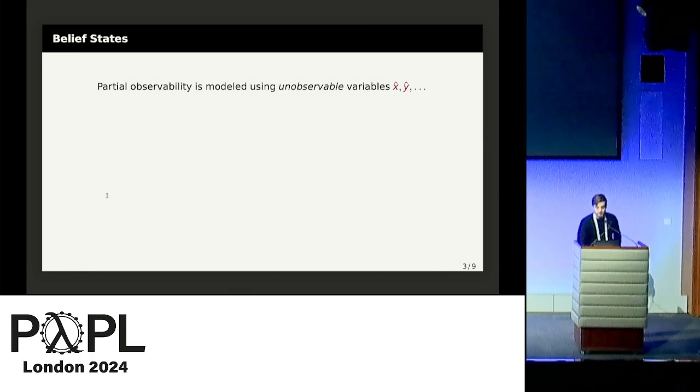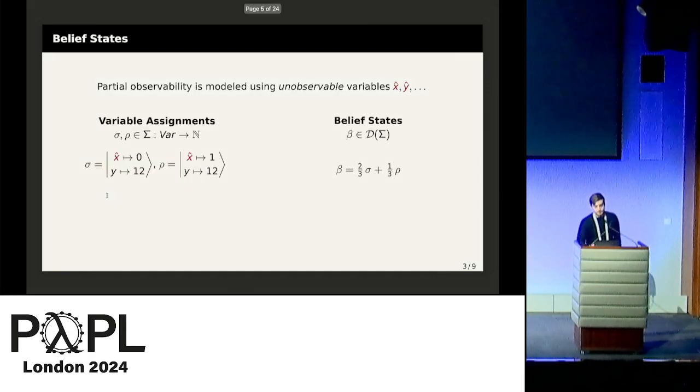This means that the program has to distinguish its program state between variable assignments and belief states. Variable assignments, I assume everybody's familiar with, they just assign values to variables, and notably, they also assign values to the unobservable variables. If you want to keep track of partial observability, then we use belief states, which are probability distributions over variable assignments, which means at runtime, the program keeps track of the probability distribution of the real state, meaning what are the possibilities for the real state to be in.